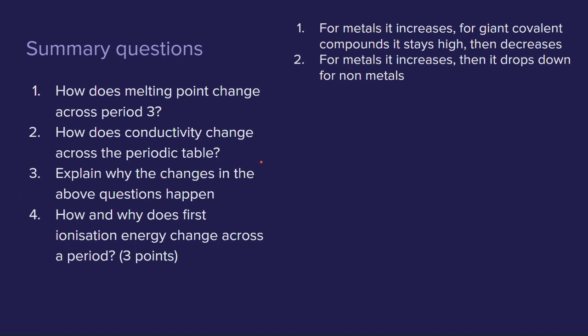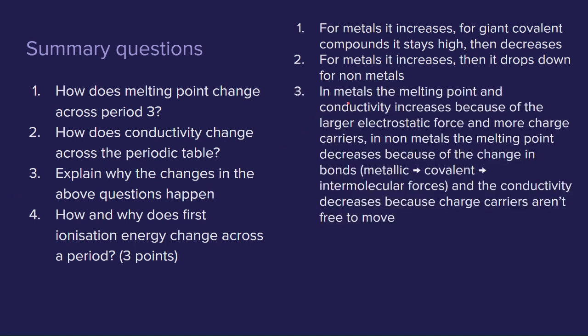Question 3. Explain why the changes in the above questions happen. In metals, the melting point and conductivity increase because of the larger electrostatic force and more charge carriers. In non-metals, the melting point decreases because of the change in bonds, from metallic then covalent and just intermolecular forces, and the conductivity decreases because the charge carriers aren't free to move.